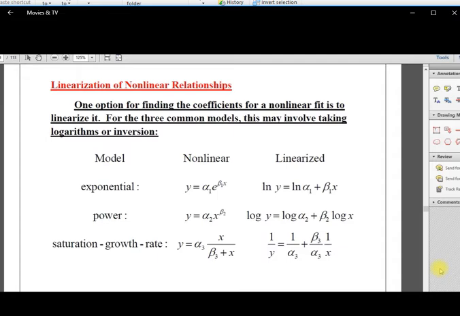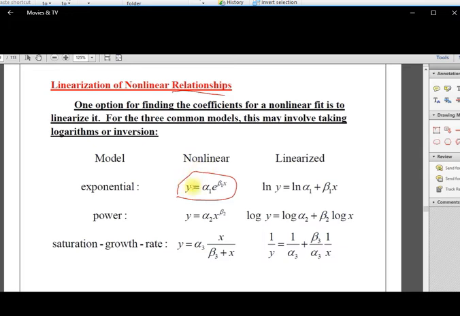Today I am going to discuss standard nonlinear models. There are models which can be linearized, and those we can say are standard nonlinear models. So this is linearization of a nonlinear model or relationship. The exponential model is a nonlinear model, but we can linearize it.